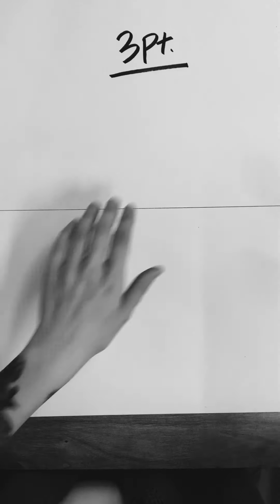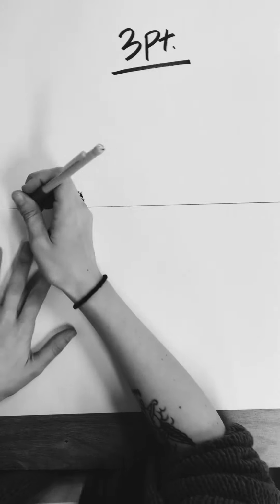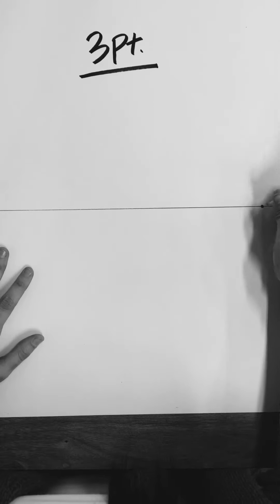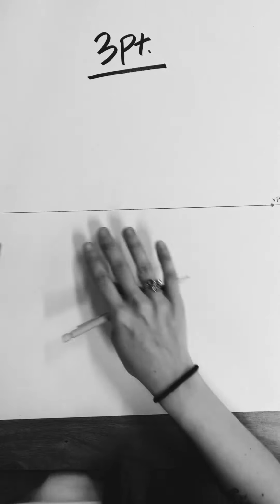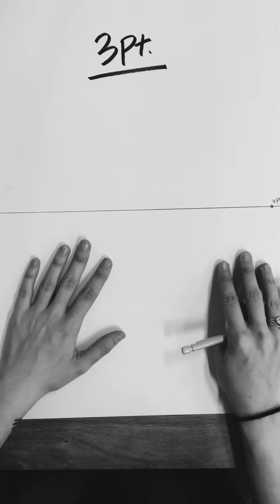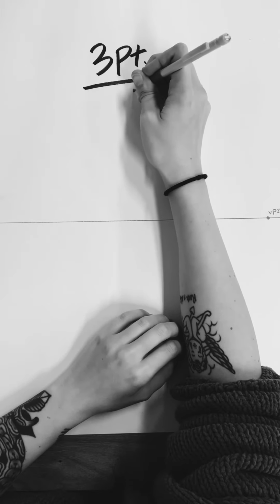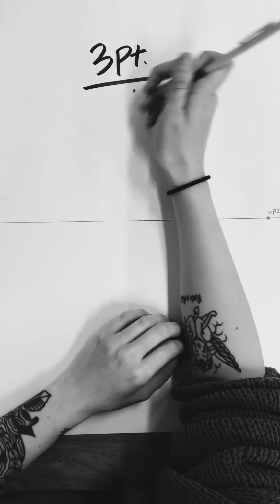And you might have guessed that in 3-point perspective, we will have 3 vanishing points. So we'll start with one over here, the second on the right, and then I want my third one to just be out somewhere not on the horizon line. So I am just gonna put one straight up here above the horizon line for this example.